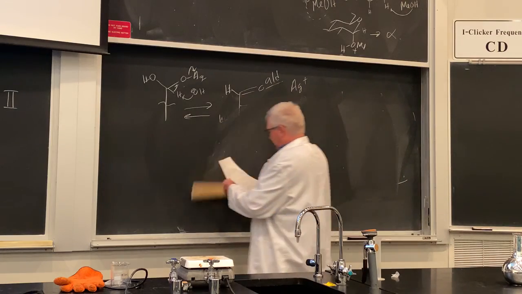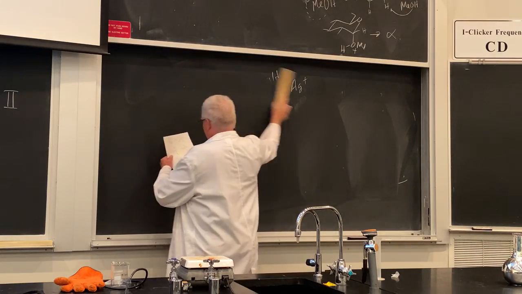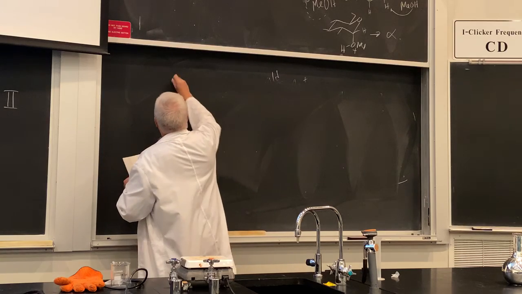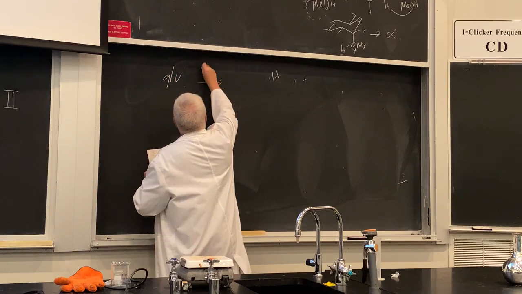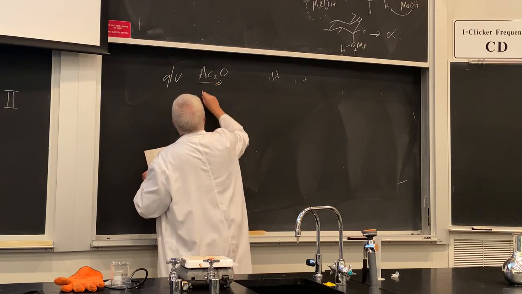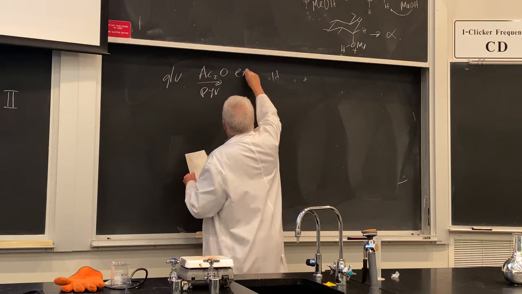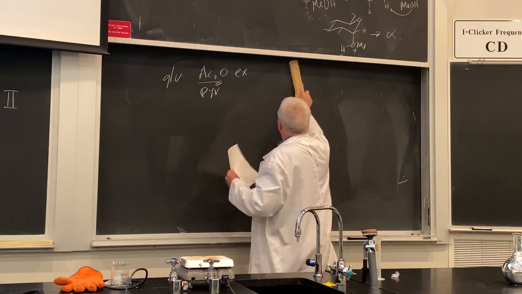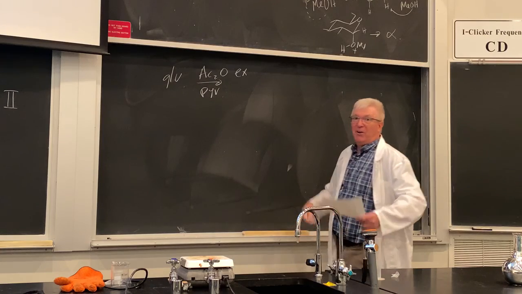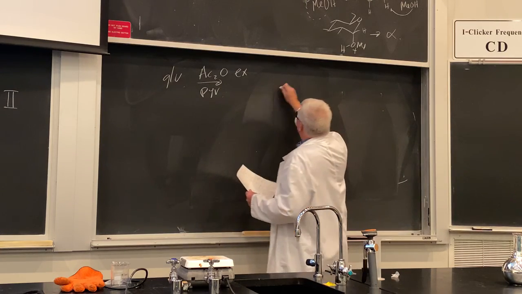Let's see here. Let's take glucose again and treat it with acetic anhydride and pyridine, in excess. Okay, so when we did the methyl glycoside, we had excess methanol. We were in the solvent methanol. Now what are we going to get here?